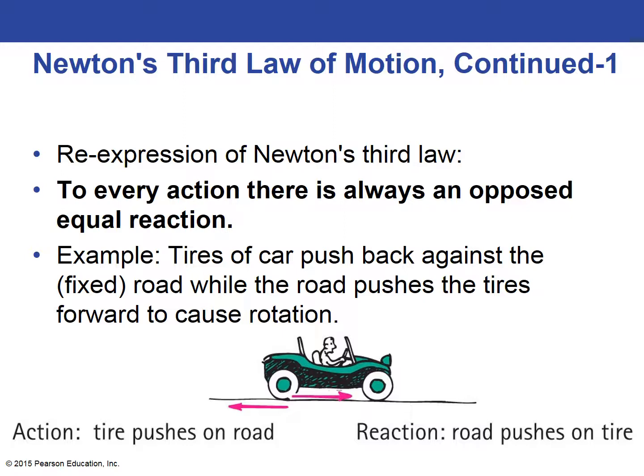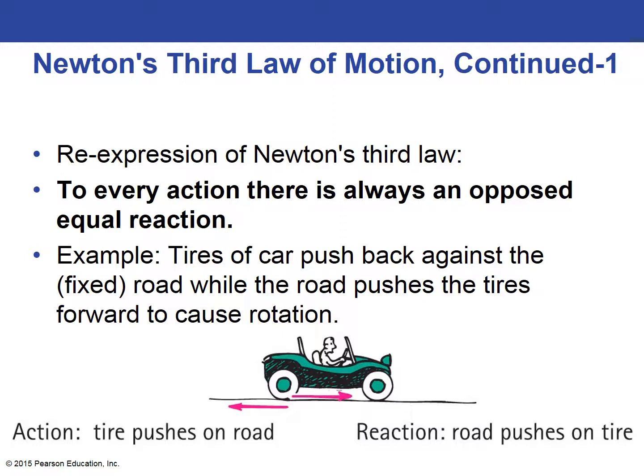So in this example, we have the car with the tires turning on the pavement. As the tires begin to rotate, the tire exerts a backwards force on the road, and the road exerts a forward force of equal and opposite strength on the tire, therefore causing the car to accelerate or move forward.